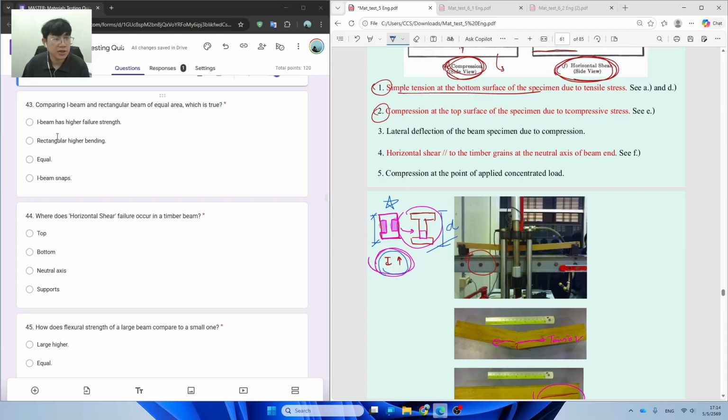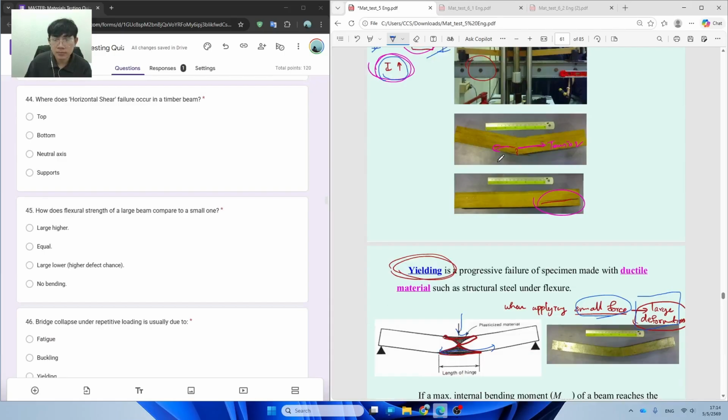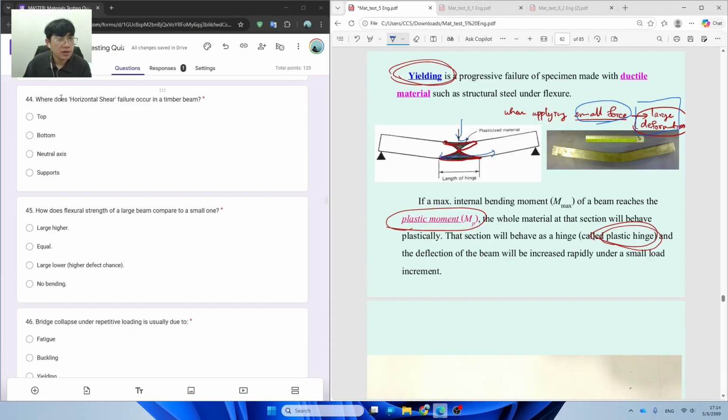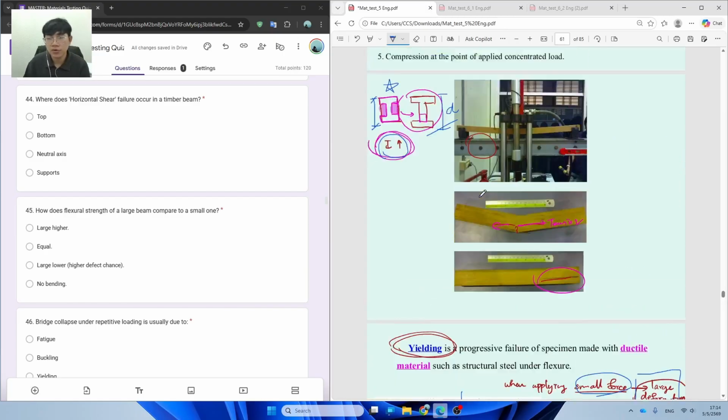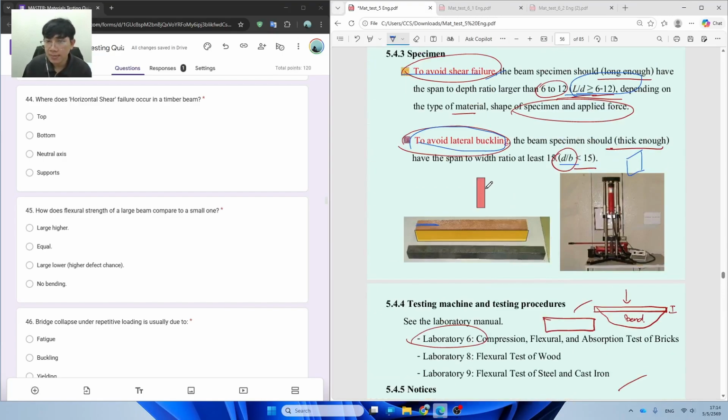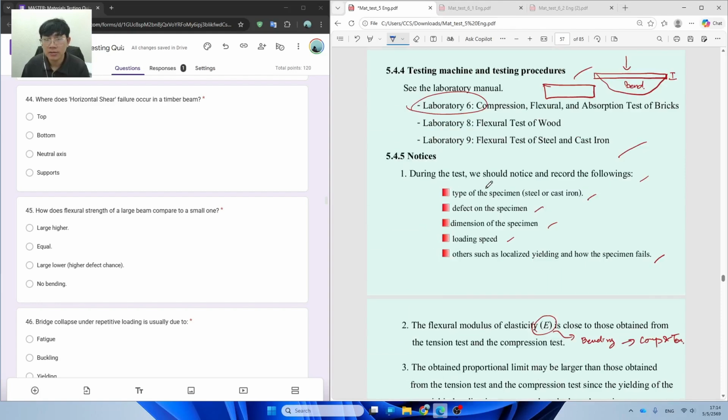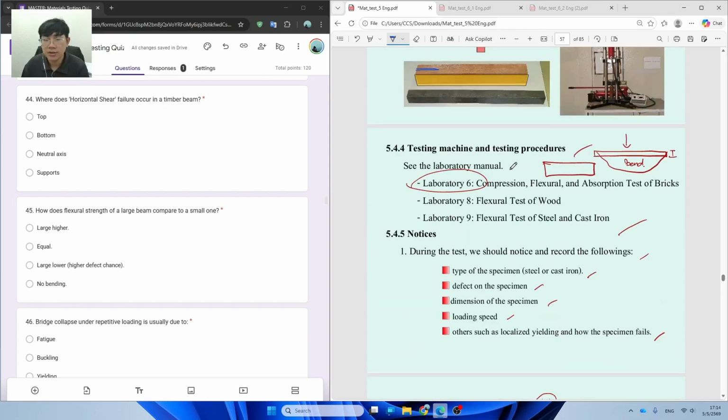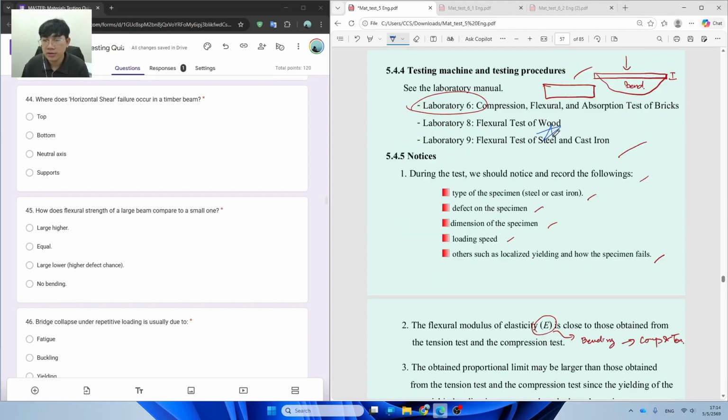I section. So that's why the I-beam has a higher failure strength. And for the horizontal shears, failures occur in the timber beam. So we're going to observe it like this. Lately we have been here. So this one, just mark it.